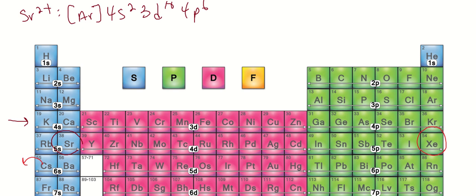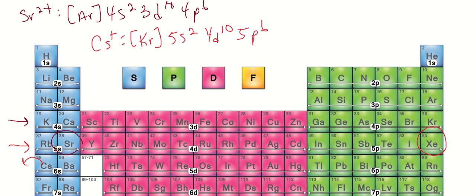So the noble gas before xenon is krypton. So we're going to pick it up from here, the 5s, 4d, 5p6.